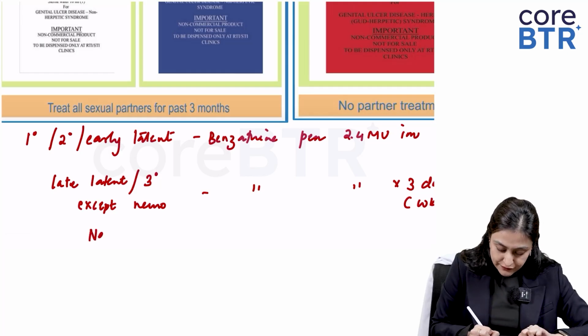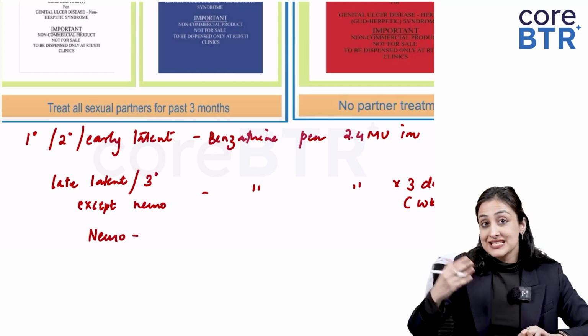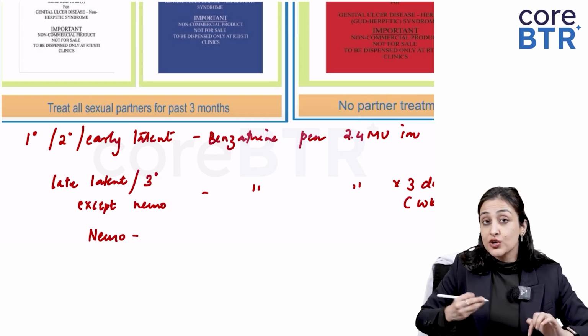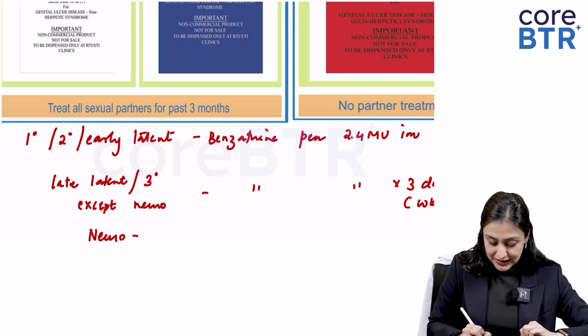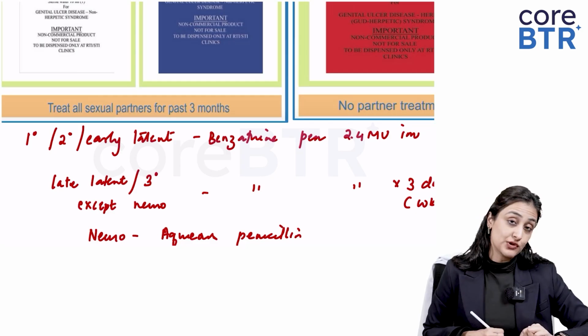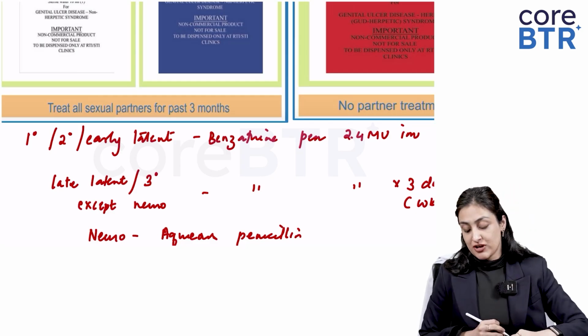For neurosyphilis we will need CSF penetration. That's why intramuscular injection of benzathine does not cross the blood-brain barrier. So here I have to give aqueous penicillin. Aqueous penicillin, right? So this is what we need to remember here. 2 extra edge points.